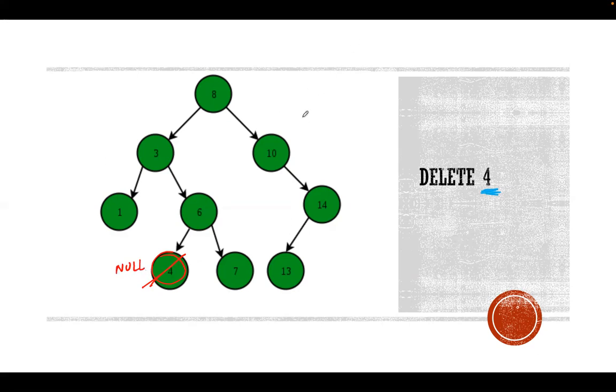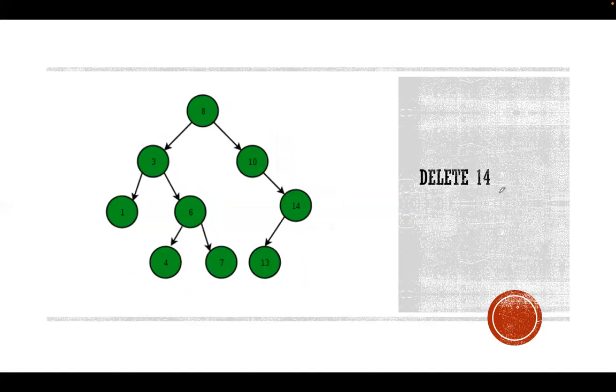So the tree after deleting node 4 is going to look the same, only this node will not be there. Instead, there will be no left child, it will just point to the right child 7.